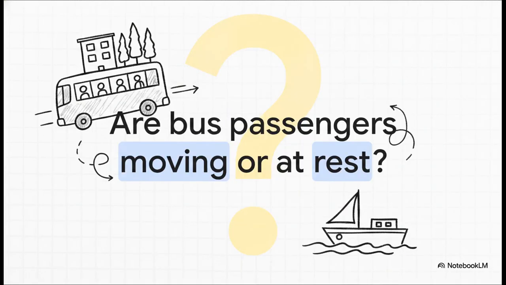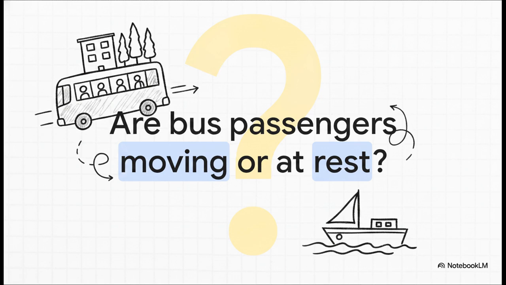Let's do a quick thought experiment to really prove this point. Imagine you're chilling inside a moving bus. Are the other passengers sitting near you in motion, or are they at rest? Well, if you use yourself or the bus seats as the reference point, those passengers are completely at rest, right? They aren't moving away from you. But if your reference point is a building outside the bus window, then suddenly you, the bus, and everyone inside are zooming by at 60 kilometers an hour. See, it all depends on the reference point.